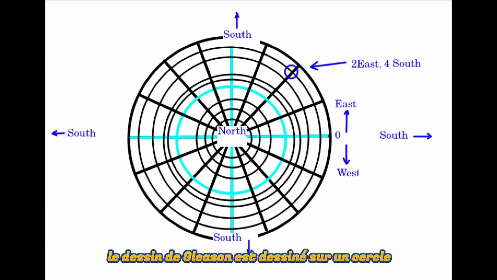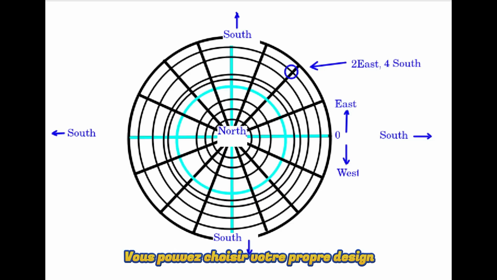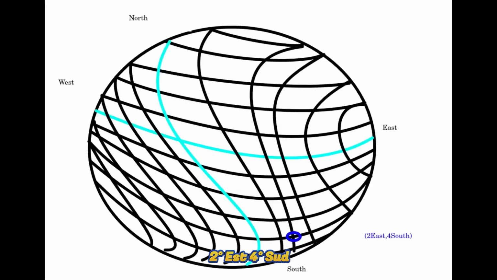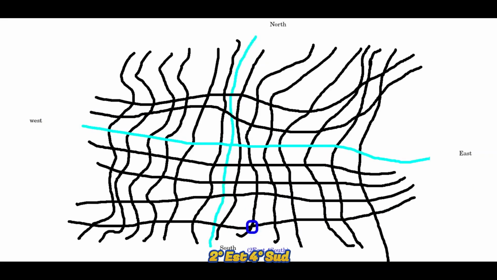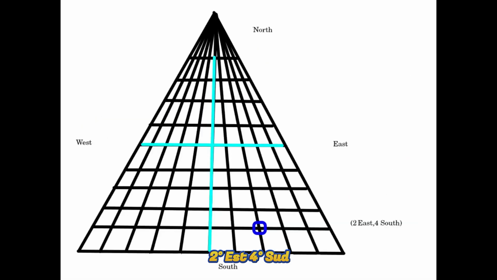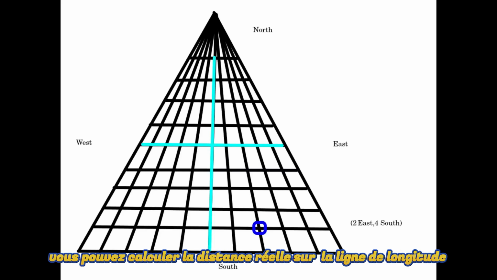The Gleason's design is drawn on a circle and it is scaled on the longitude lines. In this case, 2 east, 4 south. You can choose your own design and the coordinates will be the same. 2 east, 4 south. If you scale on the longitude line, you can calculate the real distance on the longitude line.